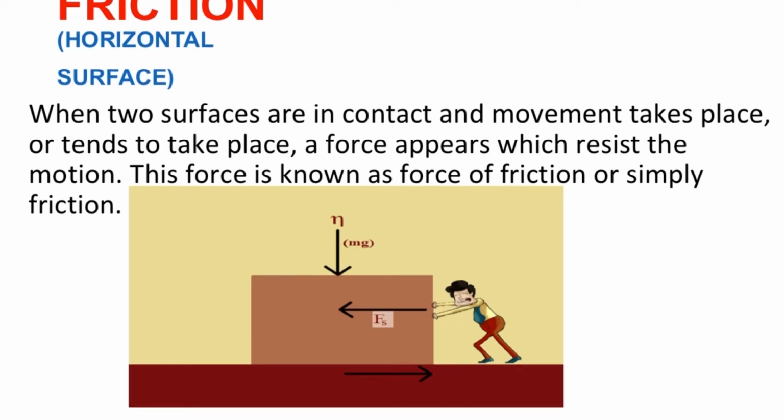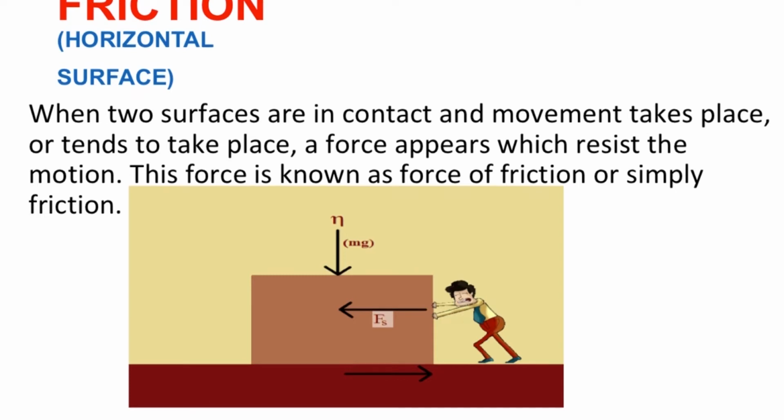Now, it is said that when two surfaces are in contact, and there is movement which tends to take place between these two surfaces, friction occurs. That force which occurs in these surfaces is called the force of friction, or in simple terms, the frictional force.